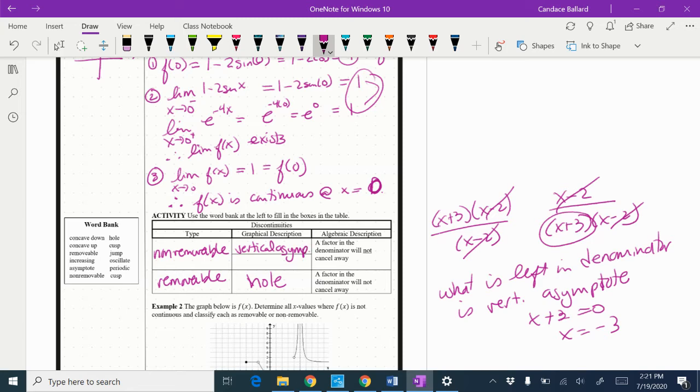And then the other time that we get things that won't cancel away is when we have a jump type of function. That's also discontinuous.